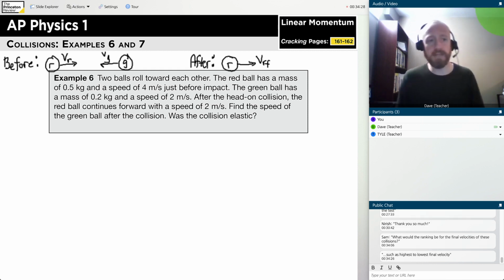And then the green ball is going to do something else. Now you can imagine if the red ball is able to keep going forward, it probably won out and bullied the green ball. So the green ball, you imagine, would also be heading to the right. But we can verify that by going through the math.